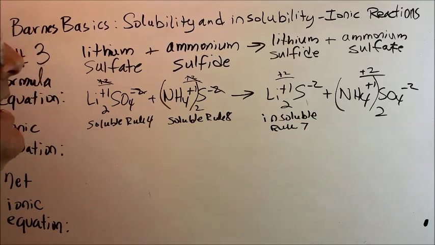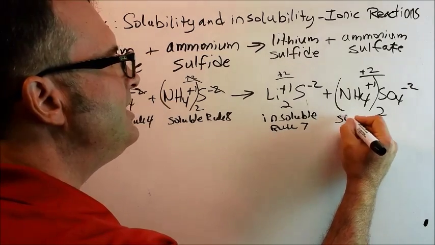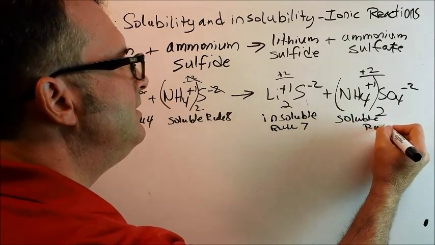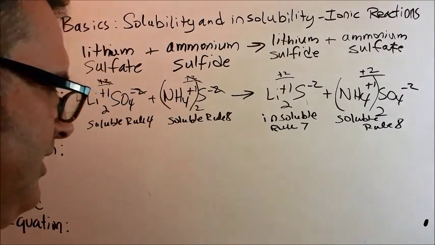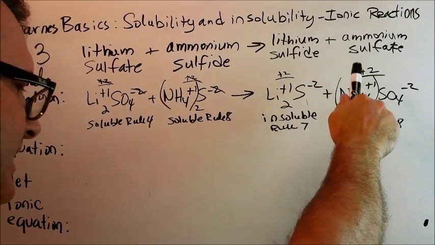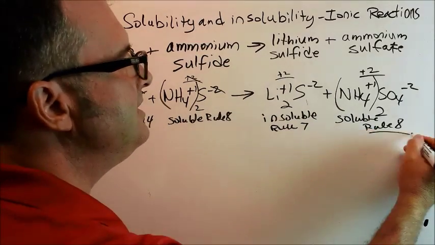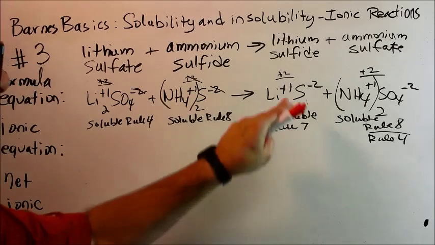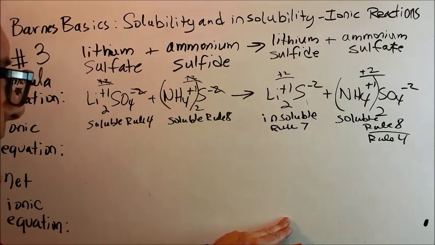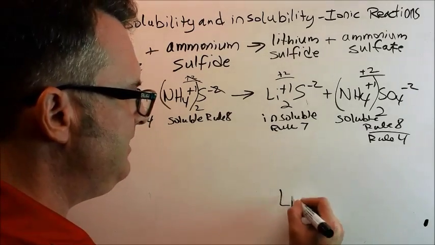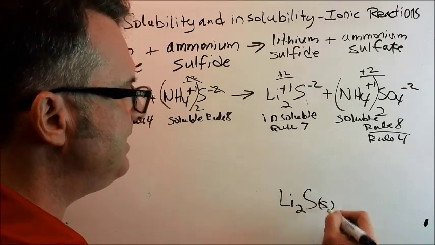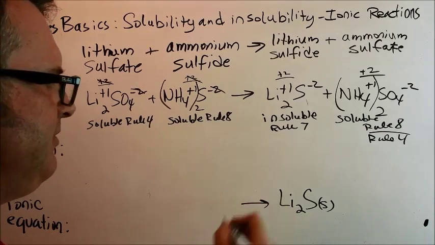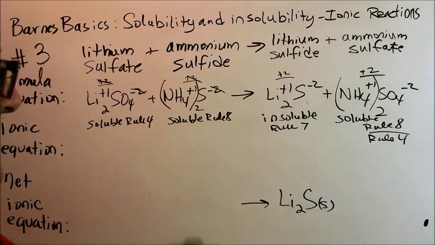Rule number 7. And then this one is actually soluble for a couple of different reasons. Number 1, it has ammonium in it, so it's soluble because of rule 8. And we also know that all sulfates are soluble except if it's barium, lead, calcium, or strontium. So we know that by rule 4, this one is also soluble. So this is going to be the compound that's precipitating, lithium sulfide as a solid. And so that's kind of what we're aiming for. This is where we're heading from this point.